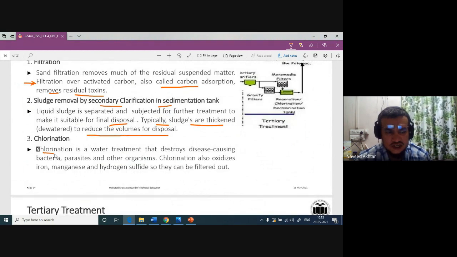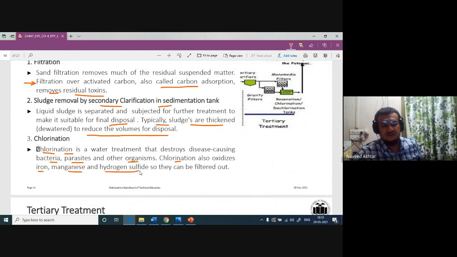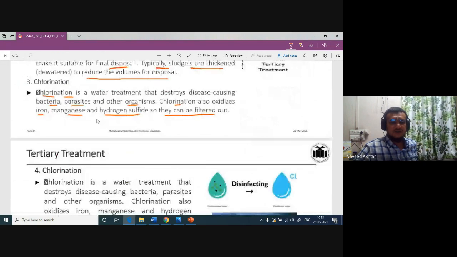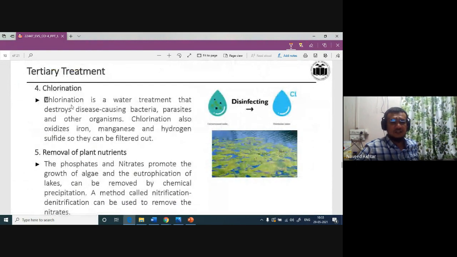Then chlorination is done, which is a disinfectant, and it destroys the disease-causing bacteria, parasites and other organisms present in the water. Chlorination also oxidizes the iron, manganese and hydrogen sulfide, so they can be filtered out at the chlorination chamber. So this is nothing but your tertiary treatment. After the chlorination, the disease-causing bacteria and parasites are killed, and then the clear water after the chlorination is discharged to the water bodies.